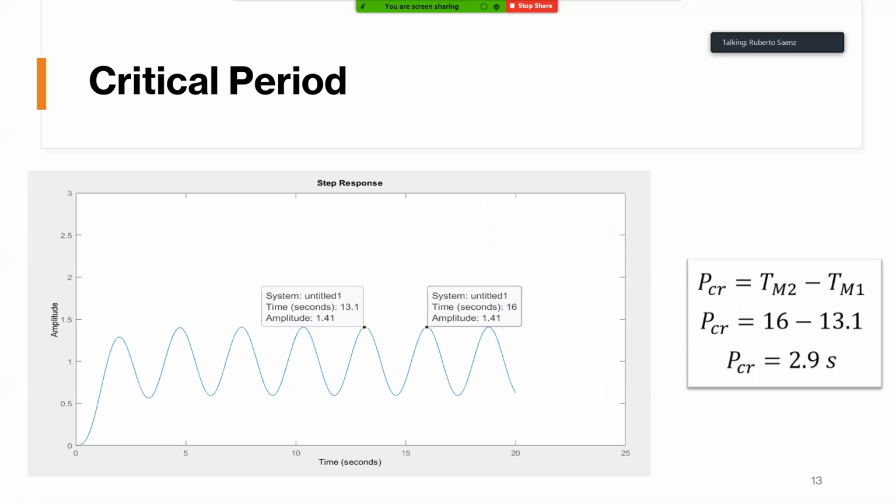We can find our critical period by doing a step response. The critical period is found by subtracting the times of two peaks. So on the right hand, we have a peak at 16 seconds, and on the left side, we have a peak at 13.1. So 16 minus 13.1 is a critical period of 2.9 seconds.